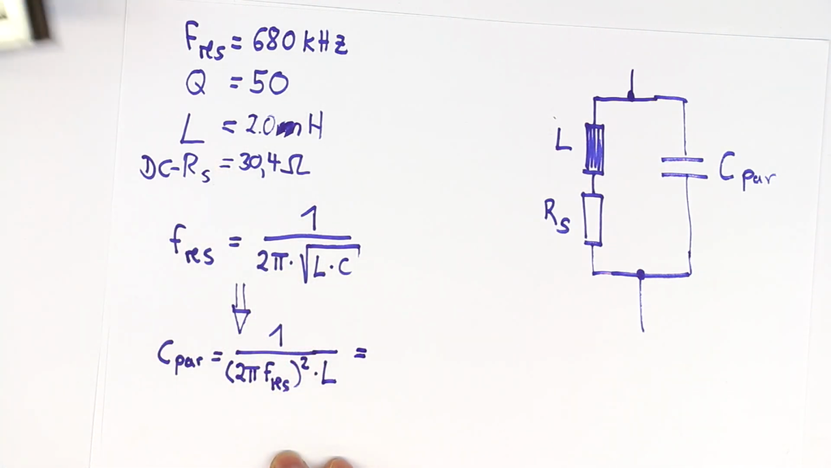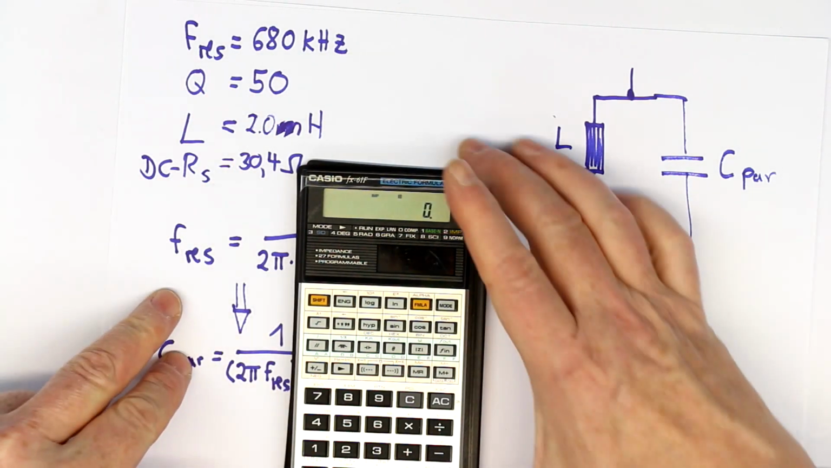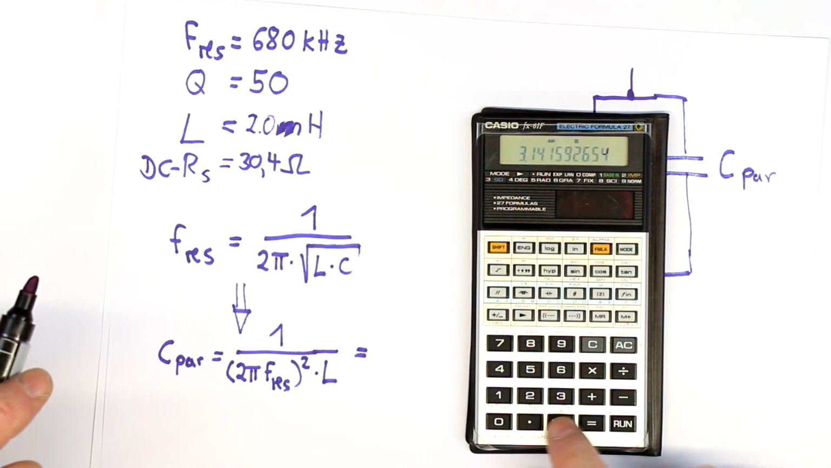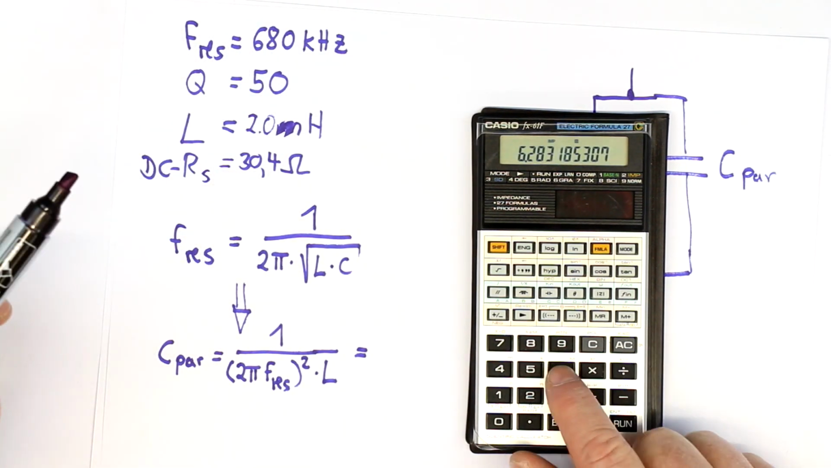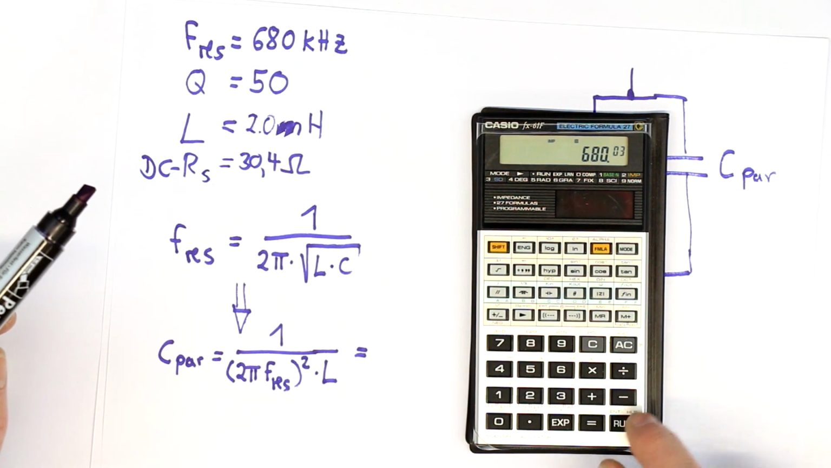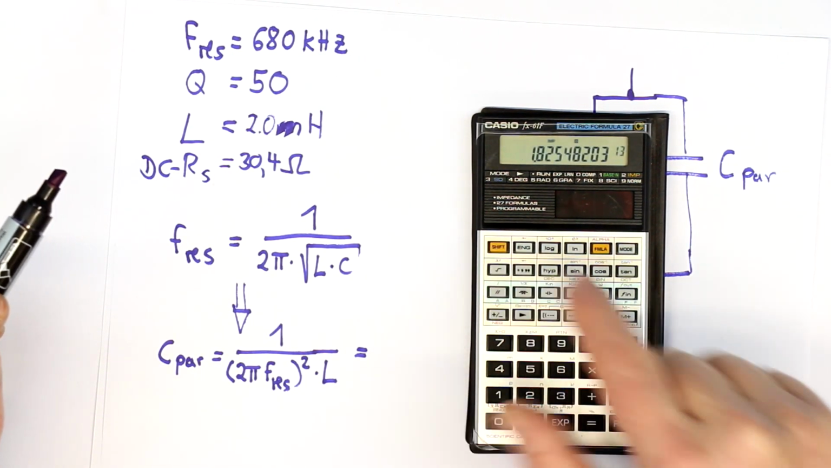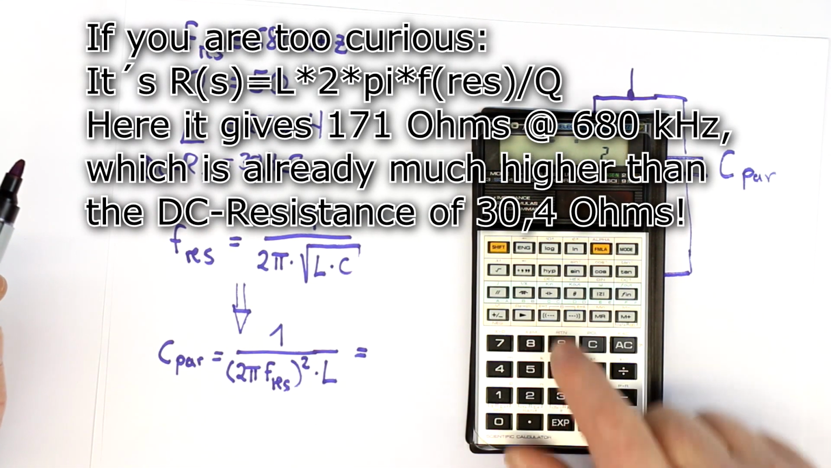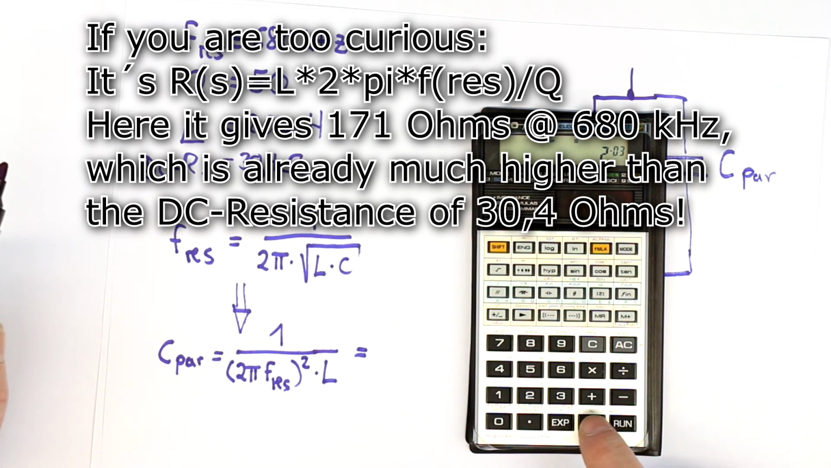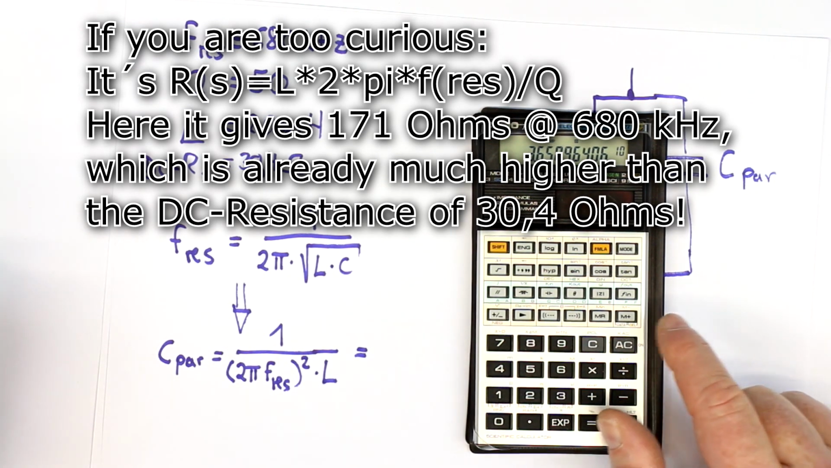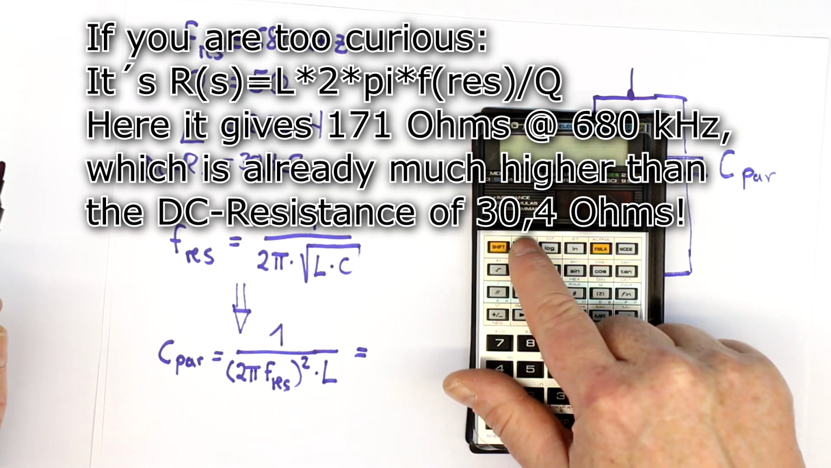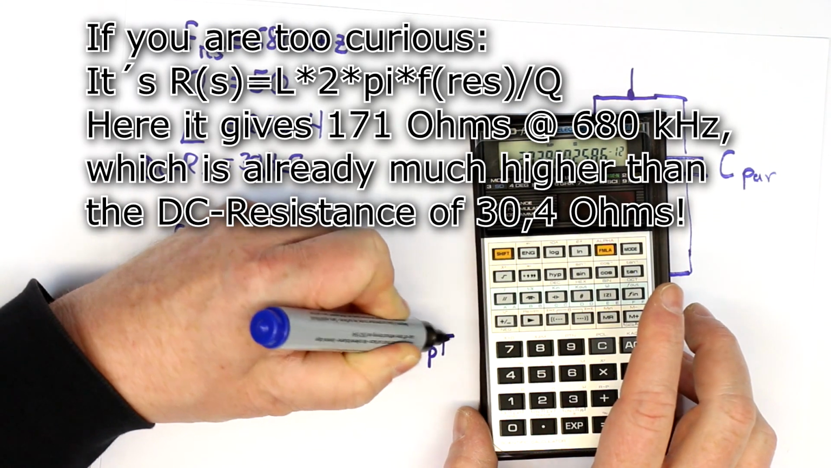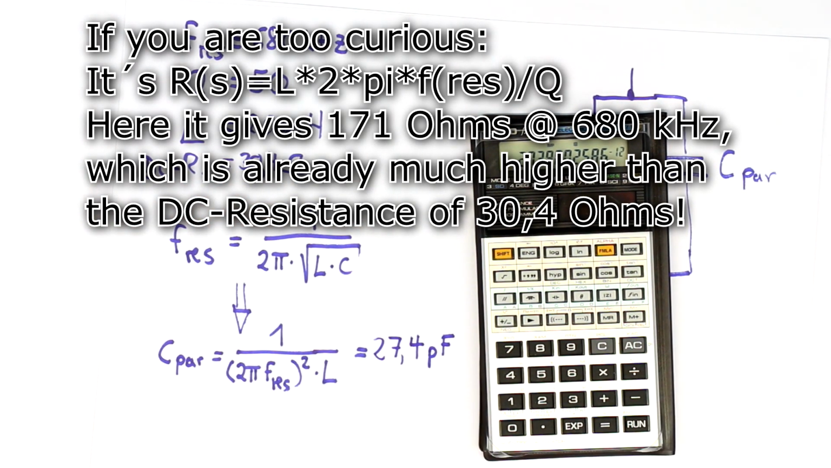And if we put that into a calculator with the values that we already have, we take 2 times pi times our resonant frequency, 680 kilohertz. We square this up, multiply it by the measured inductance, 2 millihenry. And then we take the reciprocal of that, and we get 27.4 picofarad.